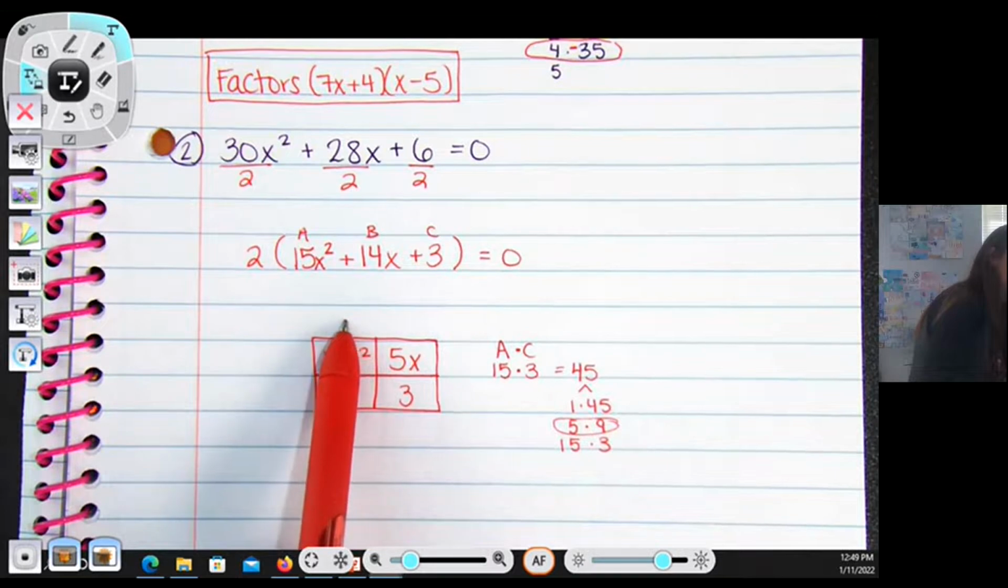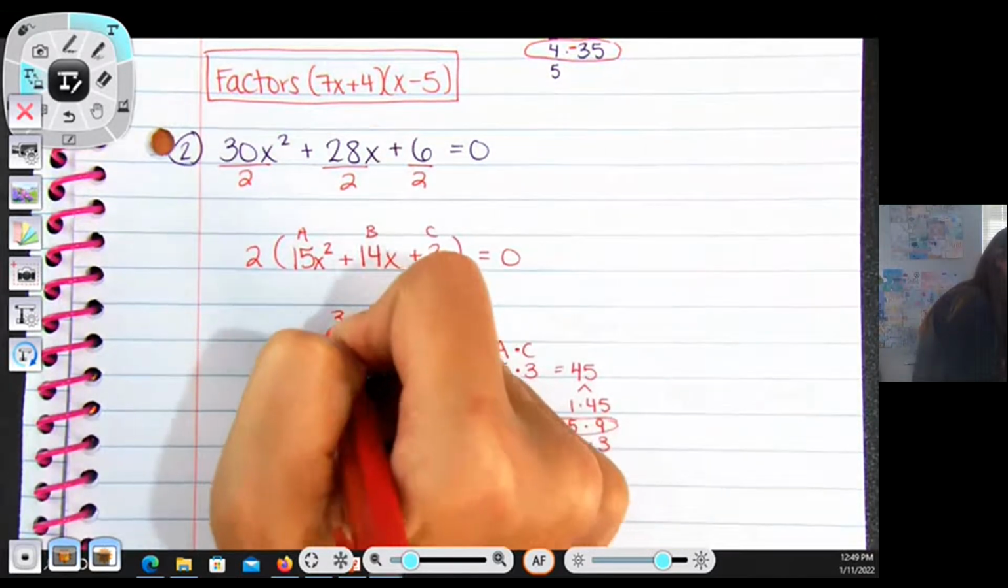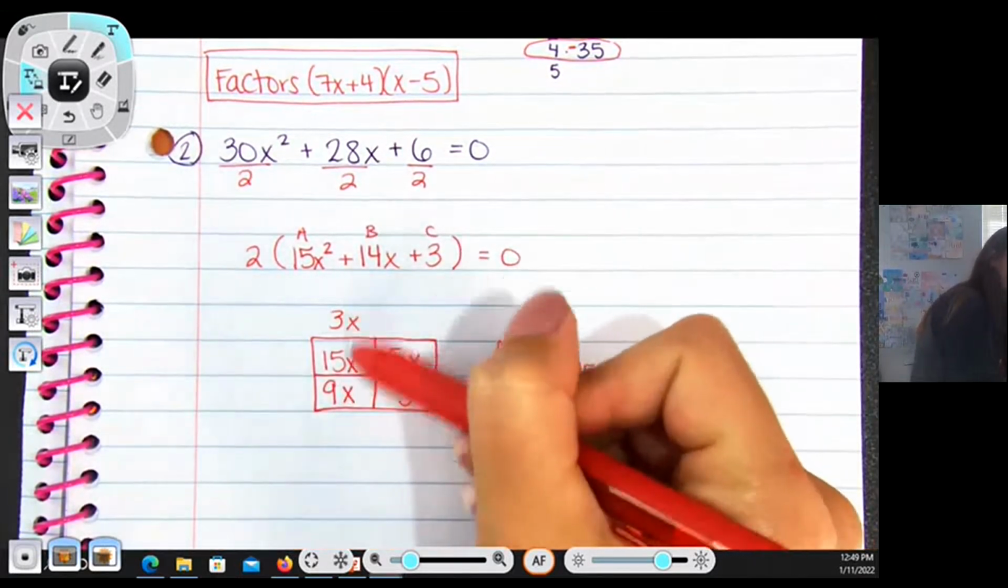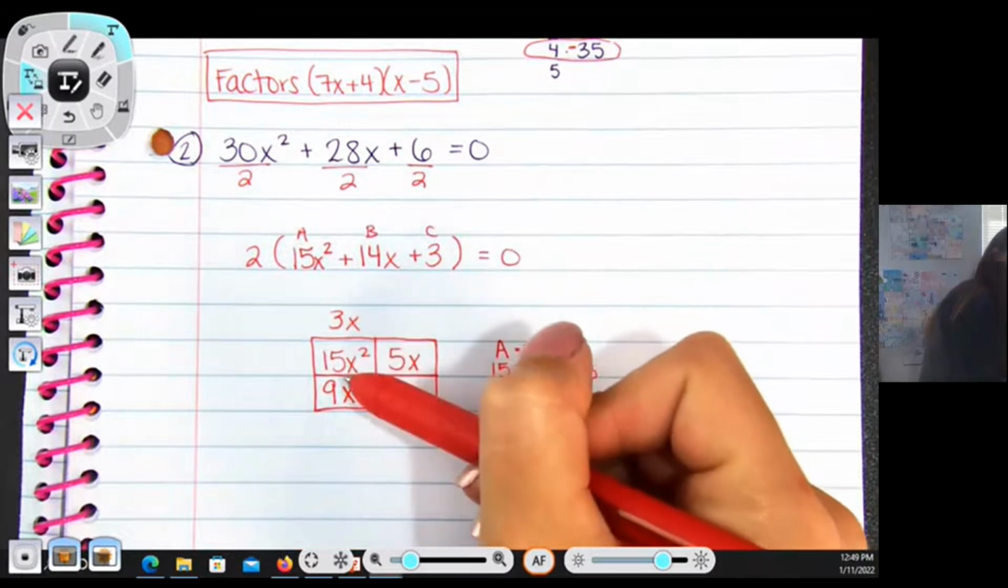3x here? Yeah. Why? Because it goes into 9 and 15. Yes.